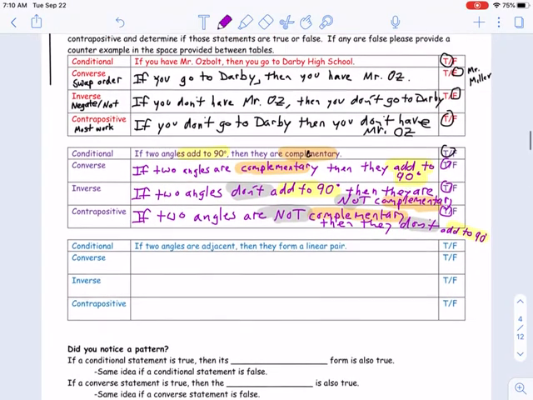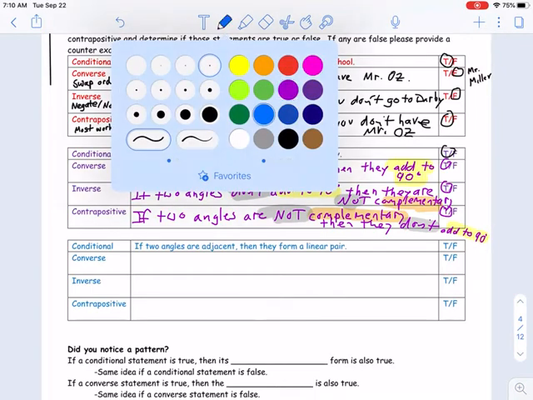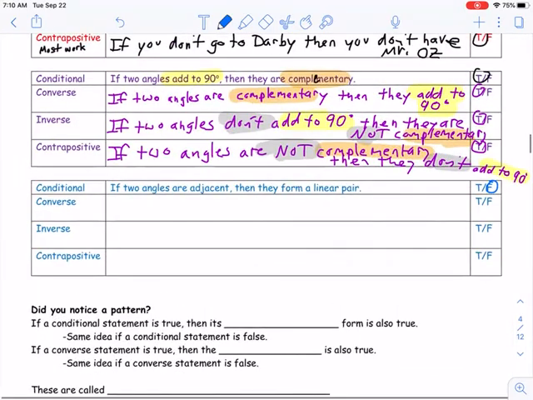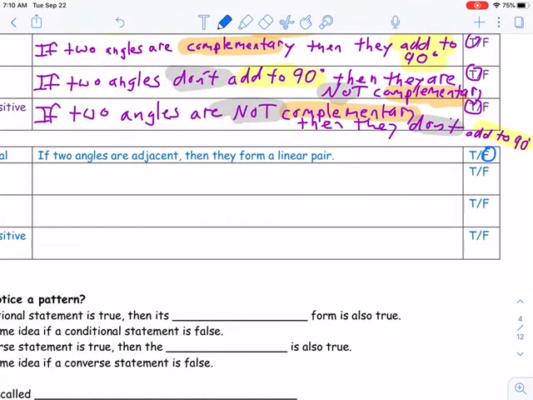All right, so there is a pattern going on. You guys might have figured out the pattern already. Maybe not. Hopefully after this last case we do. If two angles are adjacent, then they form a linear pair. This is unfortunately a false statement. Linear pairs are adjacent, but just because they're adjacent doesn't mean they form a linear pair. And here's a counterexample down here.